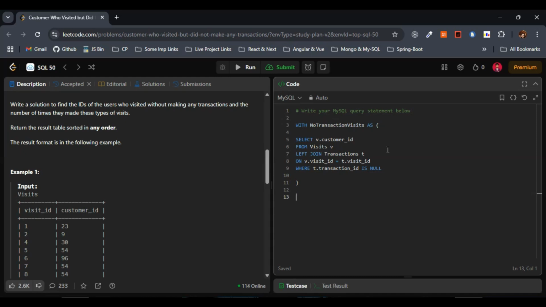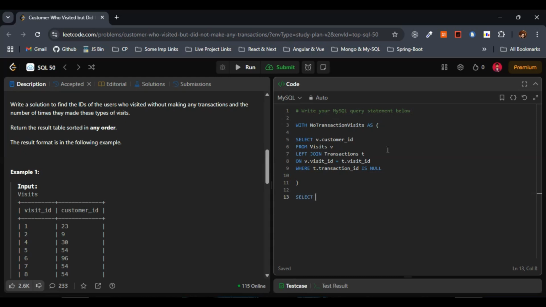In the first step, we were identifying visits with no transaction using the left join. Let's come to the second step. During the approach, what we have to do now is count the number of such visits per each customer. So we have to count the number of such visits per customer, right?